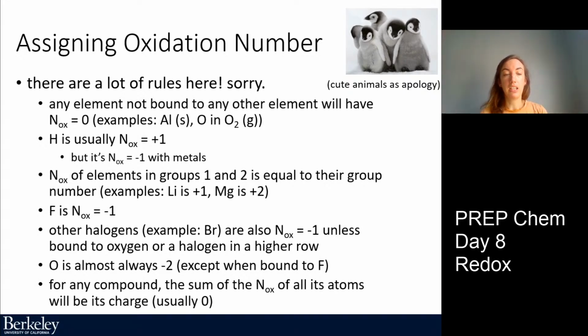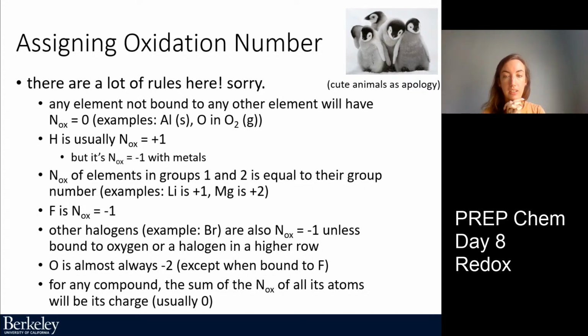And then the last rule is that for any compound, the sum of all of the oxidation numbers of all of its atoms will be its charge. So if it's a neutral molecule, like most of the molecules we'll be talking about are, then that must be 0. So if I'm looking at H2O as an example, I have 2 hydrogens and 1 oxygen. That hydrogen is going to be +1 and the oxygen is going to be -2. And we have 2 hydrogens that are each +1 and we have an oxygen that's -2, so that adds up to 0. So we have -2 + 1 + 1, that adds to 0.